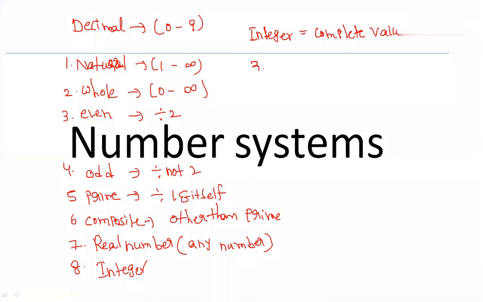Let's say 3 is a complete value, no decimal point. 34 is a complete value. 567 is a complete value. That means integer means you should not be having decimal points in it. So without any decimal points, whatever the number you have, that can be any digit number. So integer is nothing but it can be a positive integer, or otherwise it can be a negative integer.